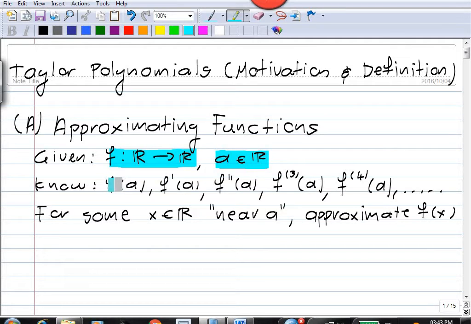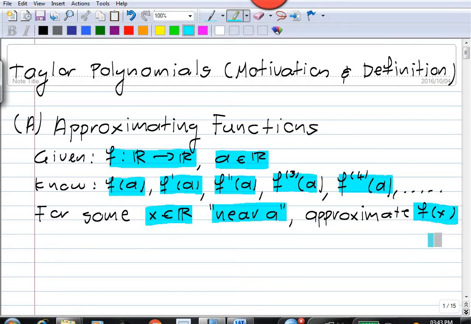We know the value of f at a, the value of the derivative of f at a, second derivative, third derivative, fourth derivative, and so on. Now, for some real number x near a, we want to approximate the value of f at x. So we want to approximate f of x.